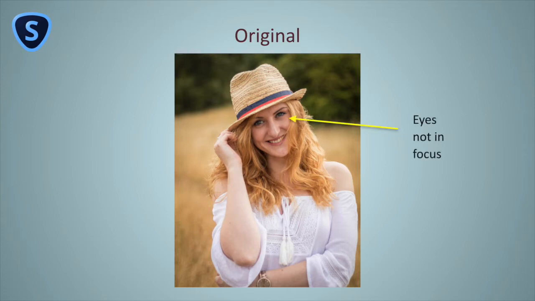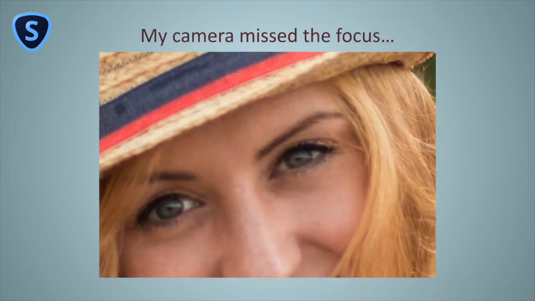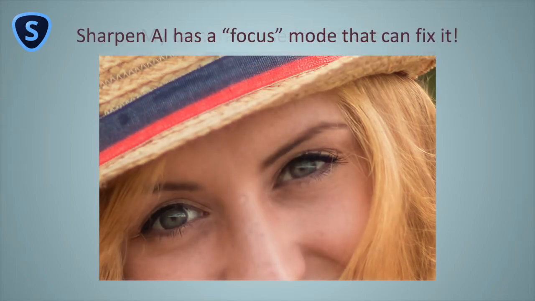The camera, I'd misfocused on this one, and the eyes are not sharp. And if we zoom in again on the image, you can see here how the focus has been missed on the eyes. However, putting it through Sharpen AI and using the focus functionality, this is the result that you get from it. And I can't achieve this sort of difference using the sharpening tools in Lightroom or Photoshop. So this is significantly improved.